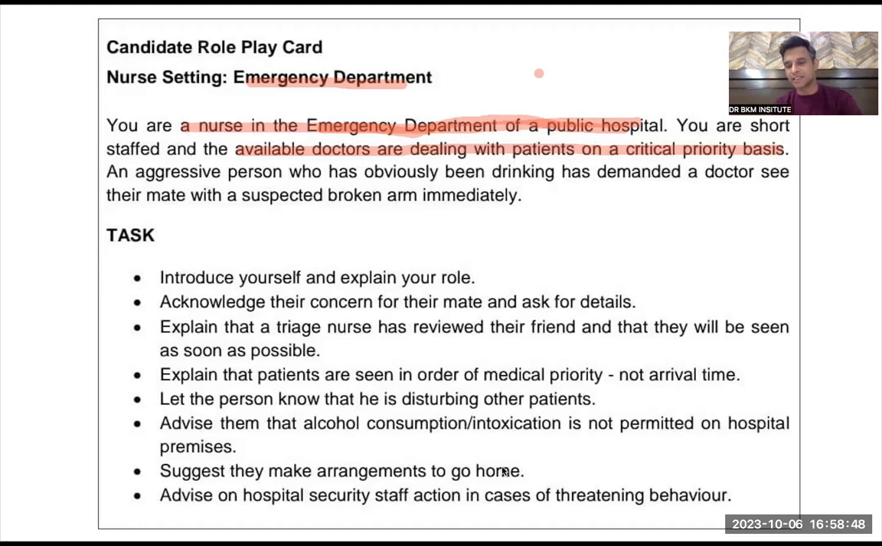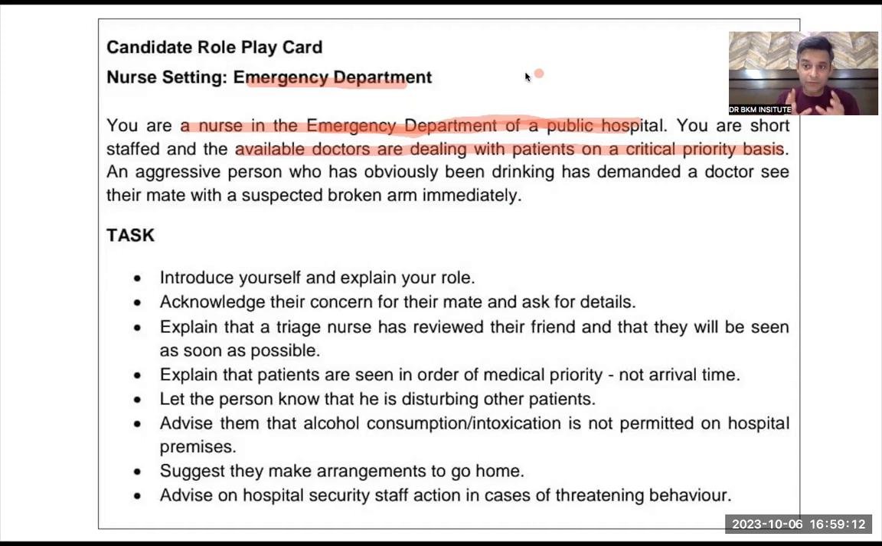Suggest they make arrangements to go home. So then you can say, see, as you are already drunk and the nurse has already reviewed your friend who is completely fine, his arm has not broken. This role play is not the complete role play. If it comes in the exam, this line would be given that the friend does not have a fracture. So only then you can do the arrangements, or you can tell them to make the arrangements to go home.